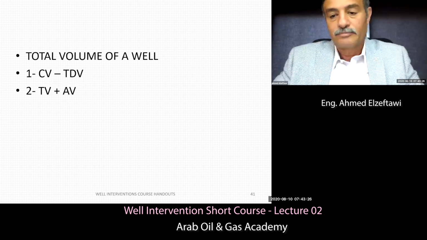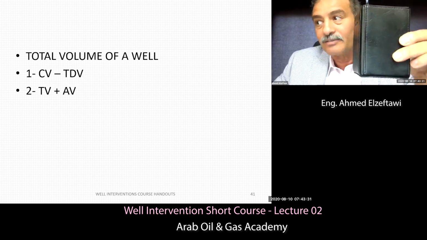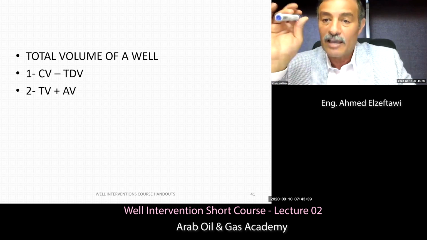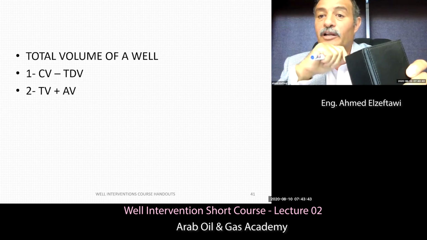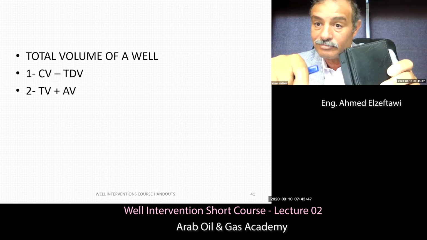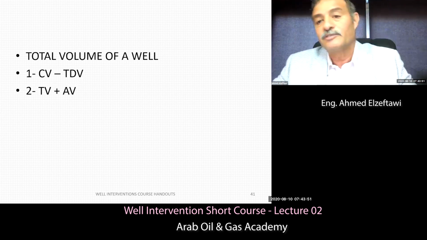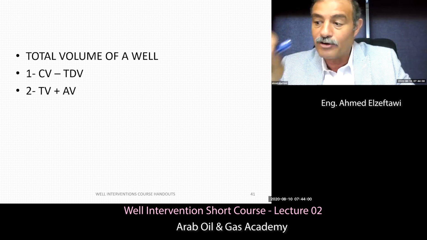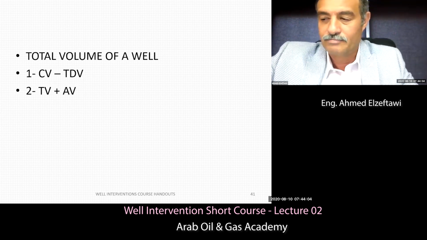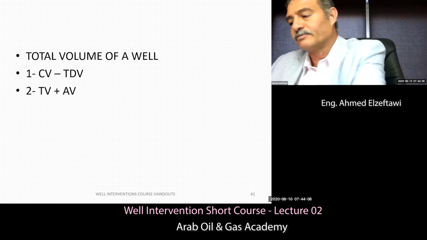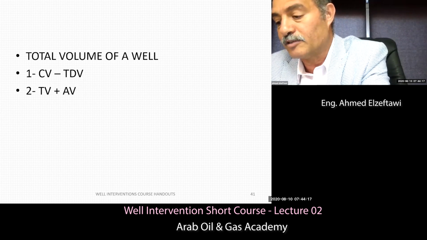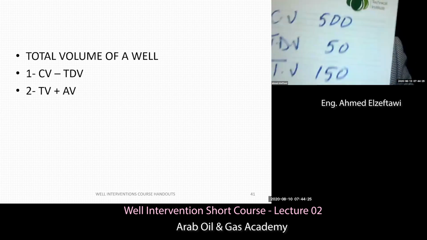Let's go back to our example, where we have our well filled with 500 barrels of water, and let us have this data. Casing volume, 500 barrels. Tubing displacement volume, 50 barrels, which came out while running the production tubing. I will give you one more piece of information, that the tubing volume is 150 barrels. Again, the data we have: casing volume 500, tubing displacement volume 50, tubing volume 150. This is the data we have.